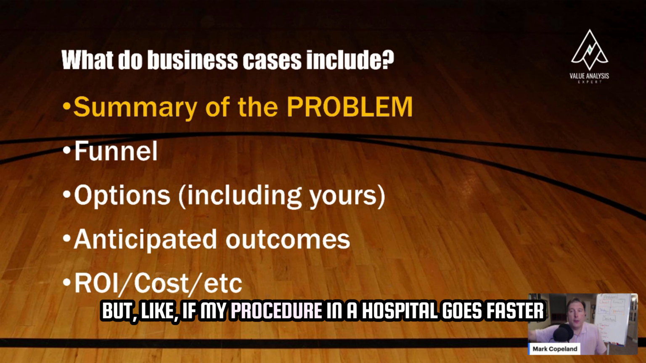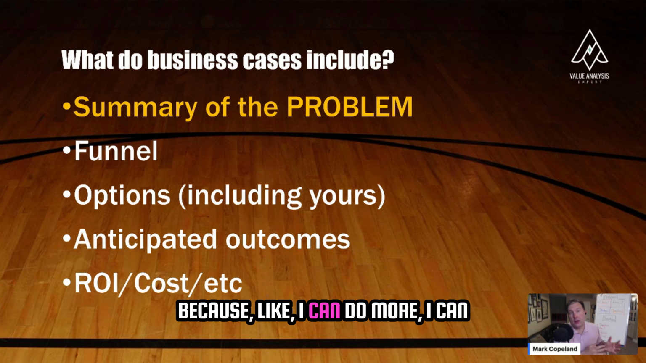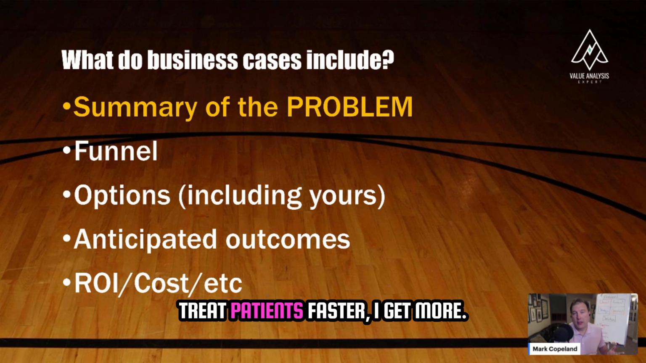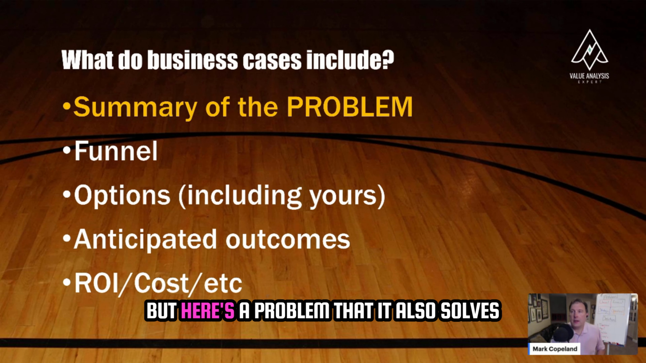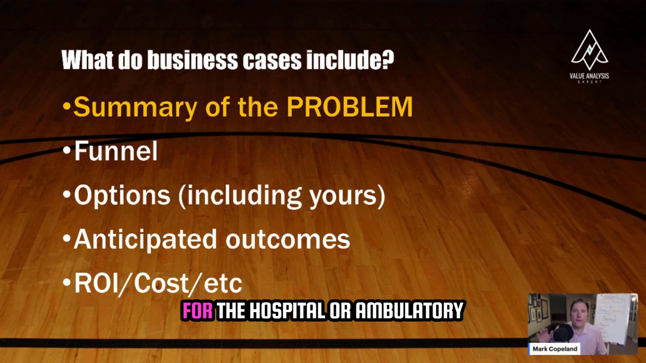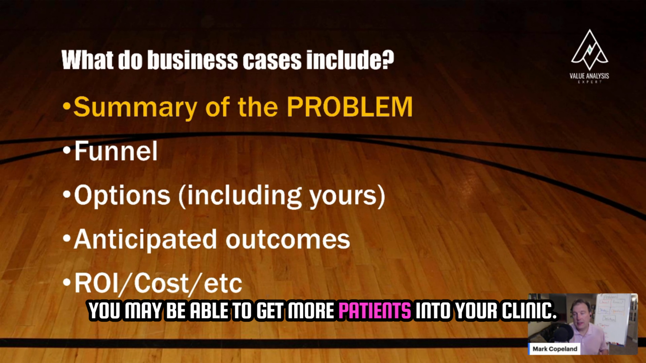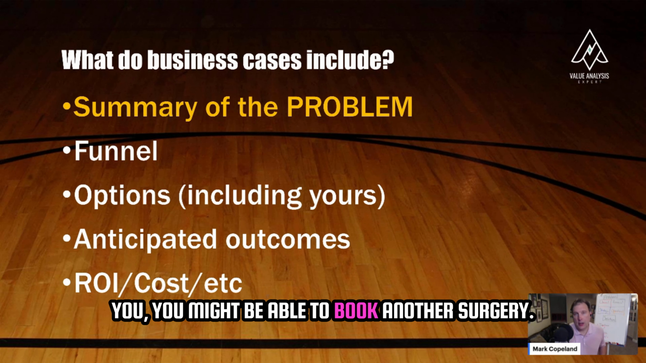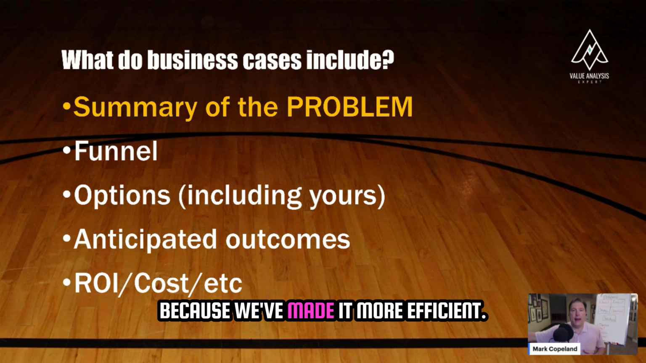But like if my procedure in a hospital goes faster and the doctors like it because they're faster, because I can do more, I can treat patients faster, I get more, right? They love it. But here's a problem that it also solves for the hospital or ambulatory surgery center. Because we're faster, you may be able to get more patients into your clinic. You might be able to book another surgery. You might be able to take another MRI because we've made it more efficient.